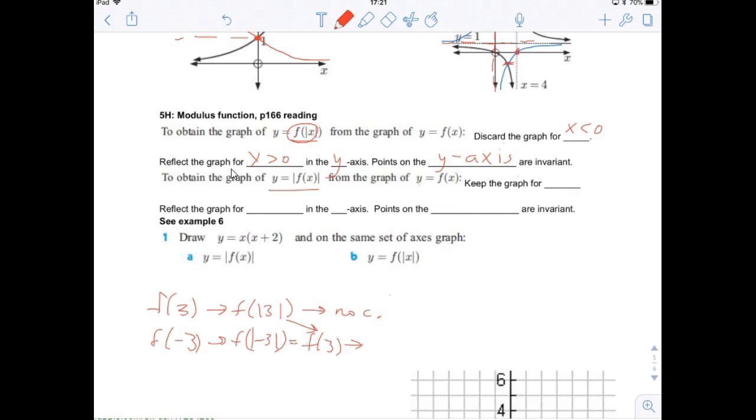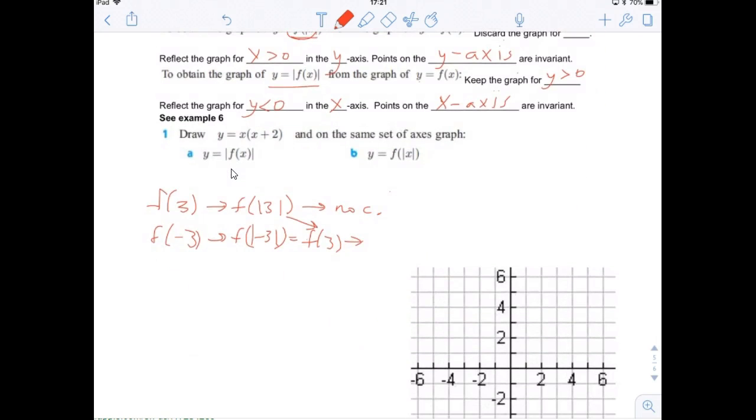So you keep the graph for y greater than 0 because it's not affected by the absolute value. And then you reflect the graph for y less than 0 in the x-axis. So anything that's below the x-axis gets reflected up, and points on the x-axis, even if you reflect them, stay in the same place, so they're invariant. Okay, so let's do an exercise.